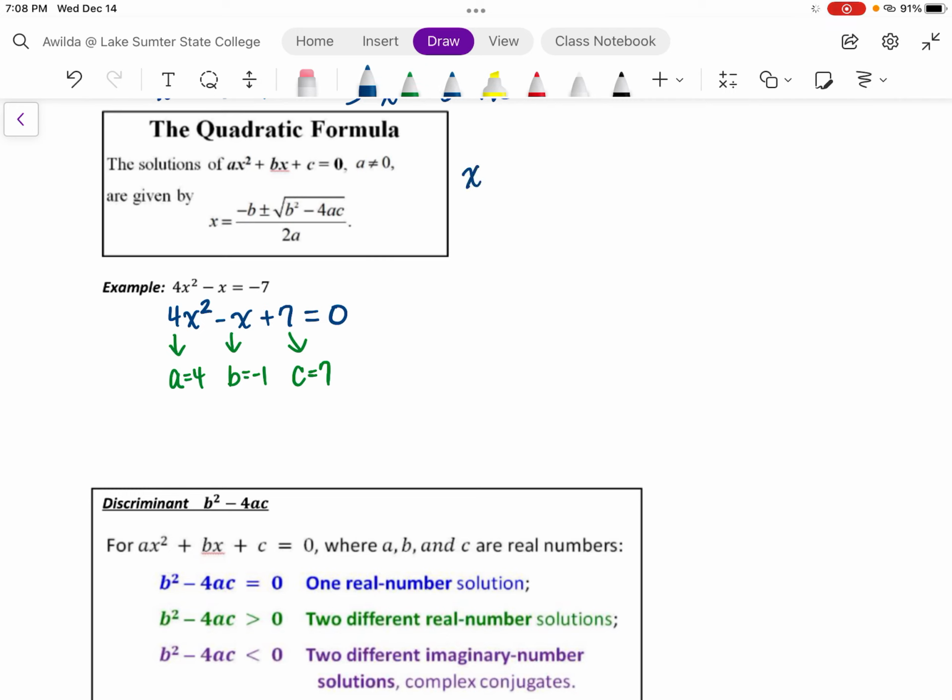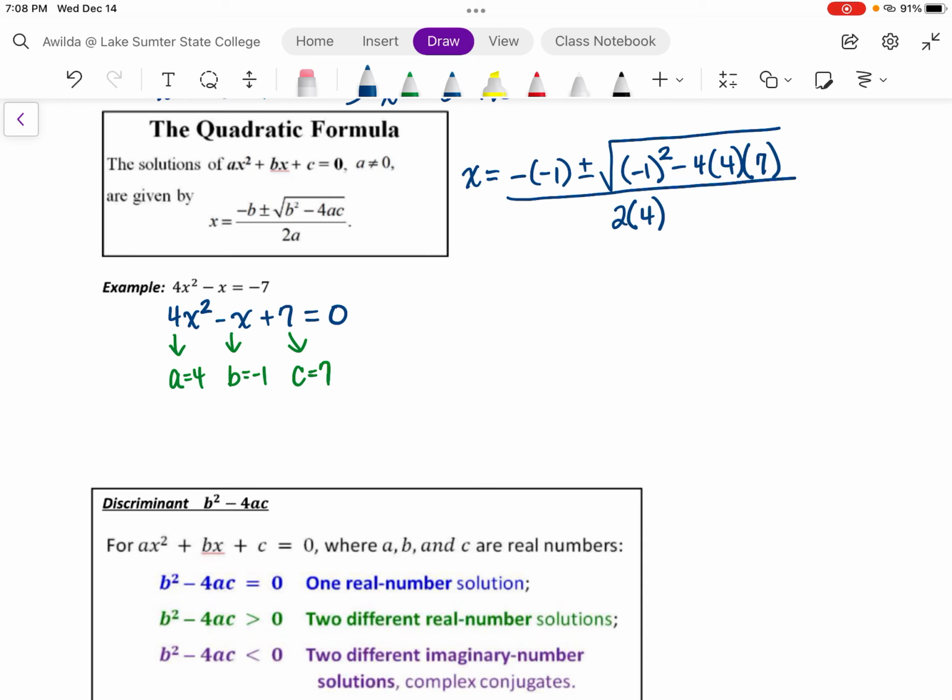In this case, we have x is equal to the opposite of b, plus or minus the square root of b quantity squared (always make sure you put b in parentheses), minus 4 times a times c. All of that will be divided by 2 times a. Really important that you're careful with your negative signs and that you use parentheses when you are multiplying and squaring.